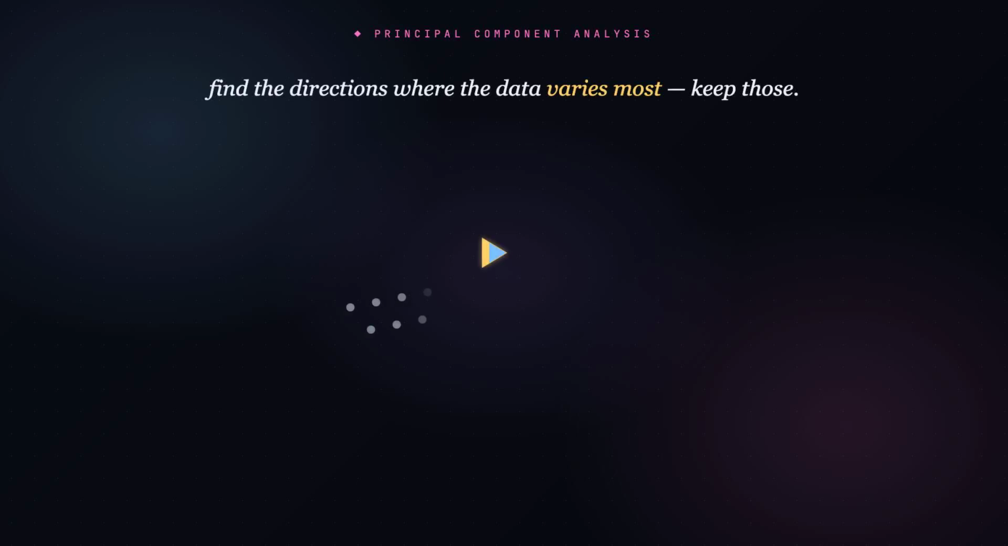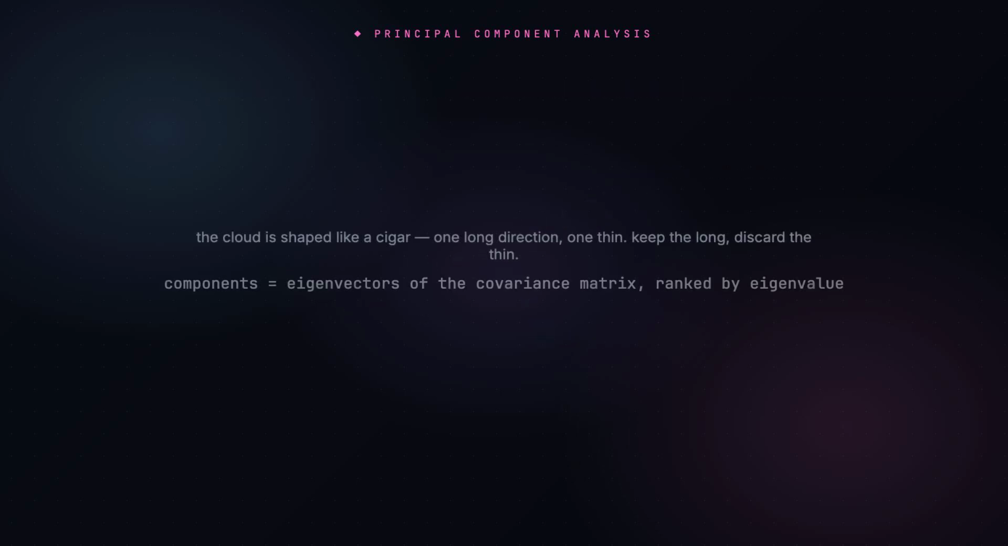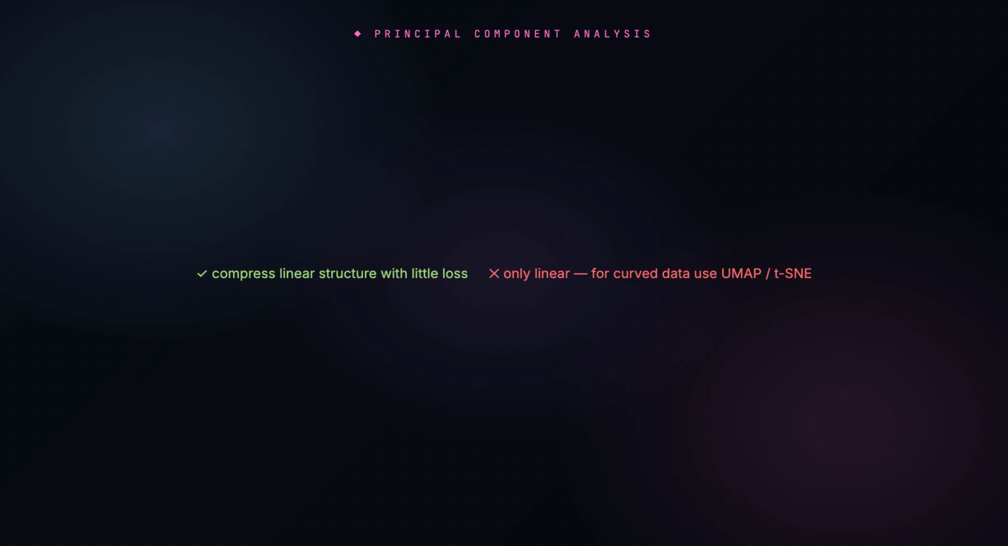Principal component analysis is unsupervised compression. Picture your data as a cloud shaped like a cigar. One long direction with lots of spread, one thin direction with almost none. PCA finds those directions, the principal components, which turn out to be the eigenvectors of the covariance matrix, ranked by eigenvalue. Keep the long directions, discard the thin ones, and project every point onto the top few. You get far fewer dimensions while keeping most of the information. It only finds linear directions though. For curved structure, reach for UMAP or t-SNE.